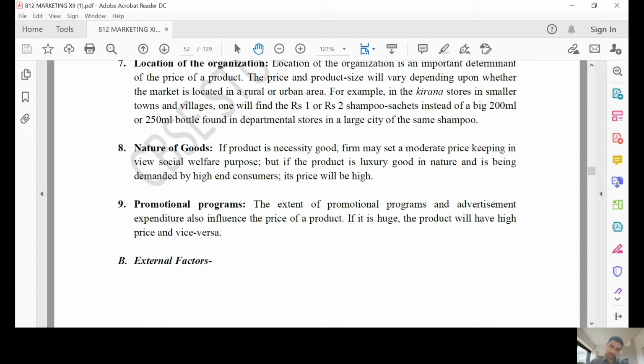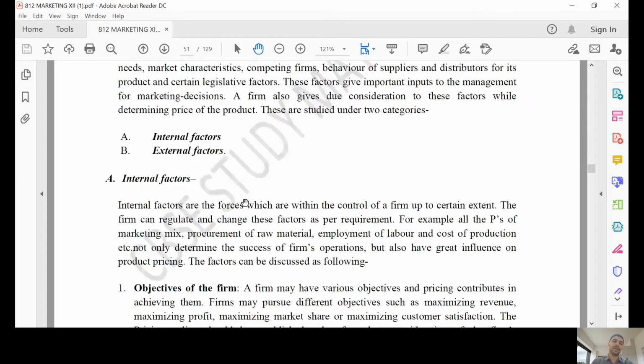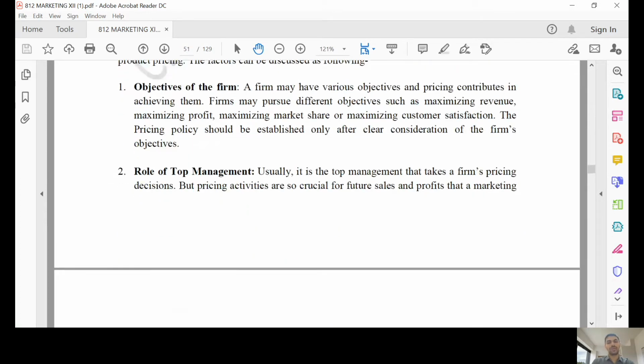Coca-Cola and Pepsi both spend a major share of their final pricing on these promotional programs. Huge amounts of funds they are spending. That is why the major part of their selling price goes to promotional program. So these are all various internal factors which are influencing the price, like objective of the firm.